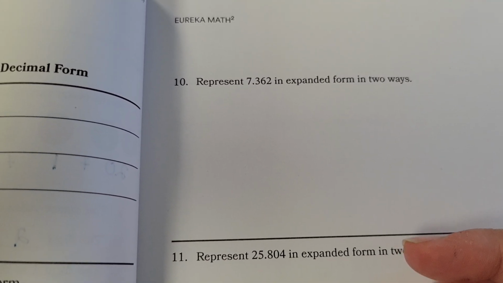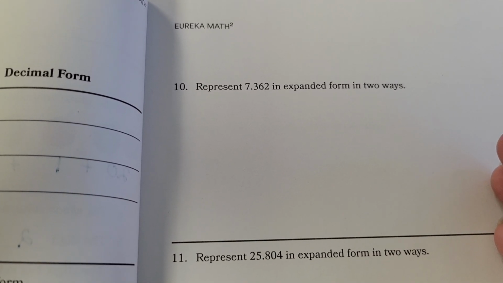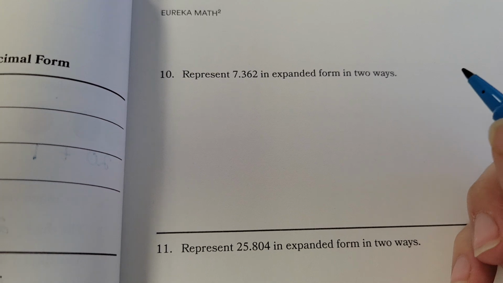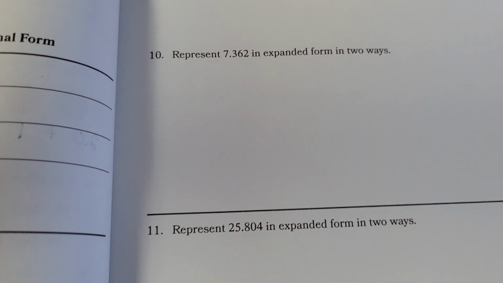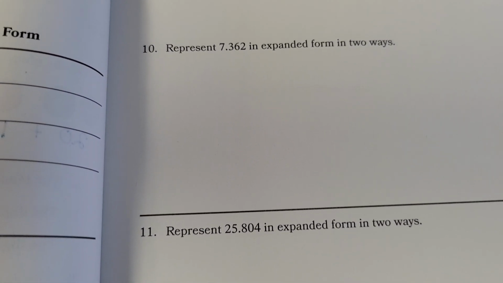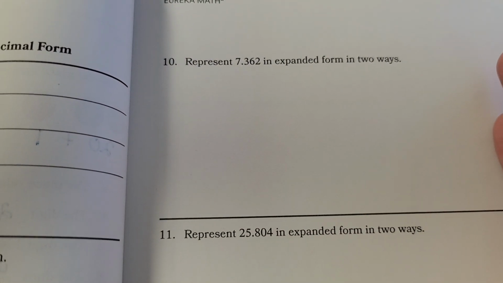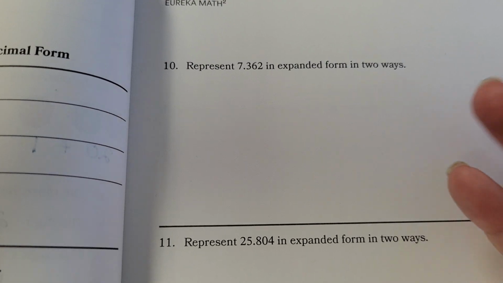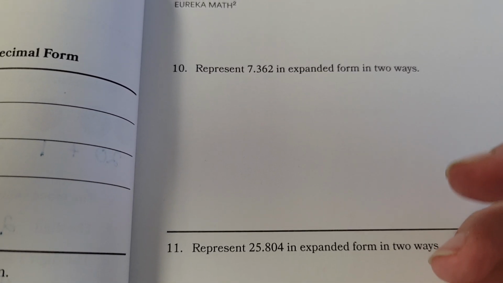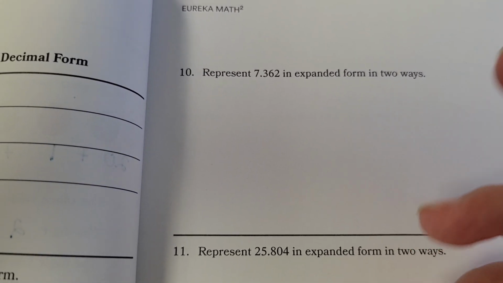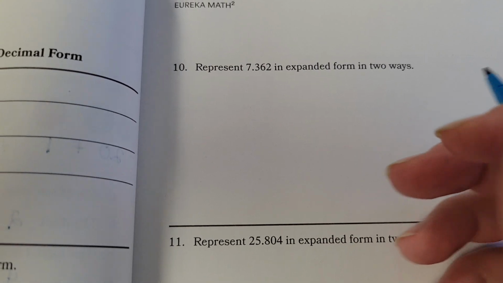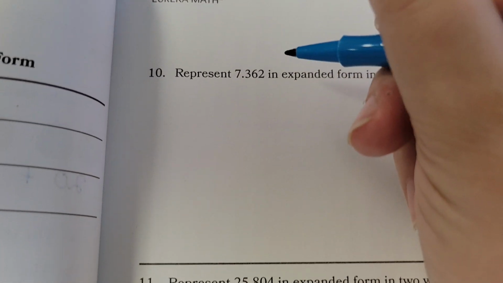The last part of their homework for lesson 3 is writing a number in expanded form. For their homework, they have 2 numbers and they're going to write them in 2 ways. I'm going to show you all 4 ways how to write a number. They need to choose 2 of those ways, preferably 2 different ways. So let's show the examples.